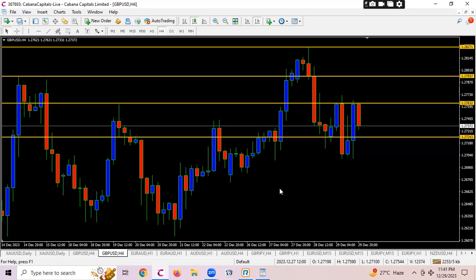So this is the strategy I want you to start with: resistance, support, and candlestick pattern. This is what you should work with for now. If I see that you've mastered or you've understood this strategy, then I can teach you more strategies.